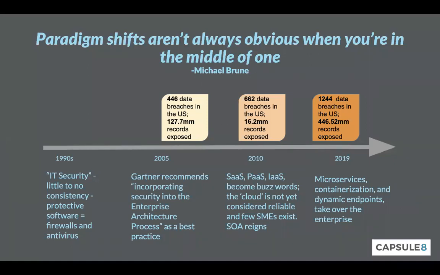By 2018, there are 1,244 data breaches in the US, exposing 446 million records. But at the same time, we've been talking about getting to the cloud for some time. Our budgets are running out, we need to use it or lose it. And so we're starting to embrace microservices, containerization, and dynamic endpoints. It takes over the enterprise. With software-defined networking, we can no longer rely on perimeter security to provide trusted environments. We have to assume that all parts of the network are untrusted and that the endpoint itself is where we must establish the trust.